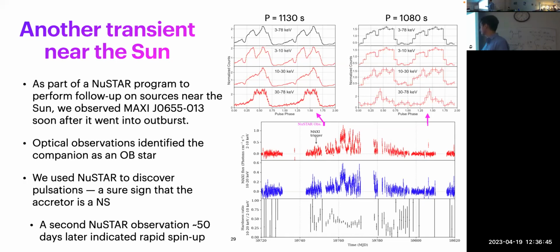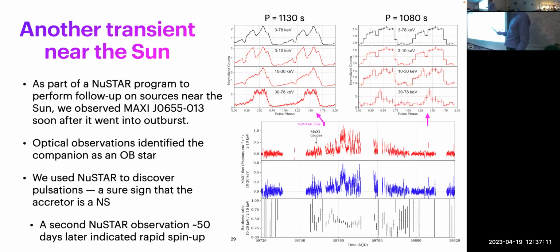Right. And so here I'm showing the MAXI light curve again. You can see it going into outburst. There's a lot of shorter timescale variability that I'll get into. We got this first observation right around here, so near the beginning of the outburst this time. And then a second observation was proposed for much later, about 50 days later, when it's kind of simmered down again. So again, we're looking at this transient outburst at different points in its evolution.